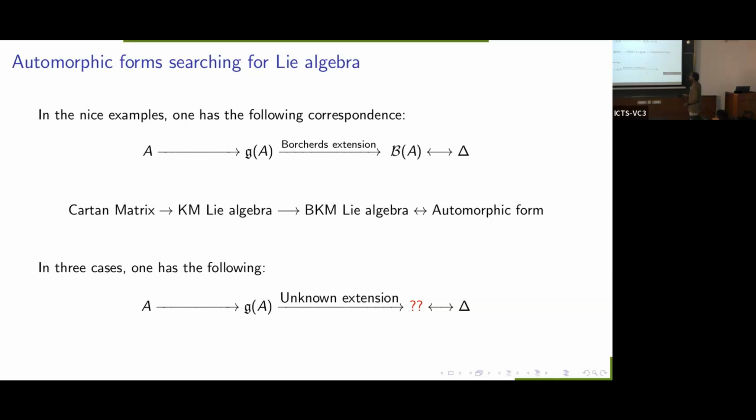But in 3 examples, we know A, kind of, we know G of A, but we don't know if there exists an extension. It's conjectural or whatever. I mean, the idea is, is there an extension? But we know it's not of this variety. And this is something which we prove explicitly.